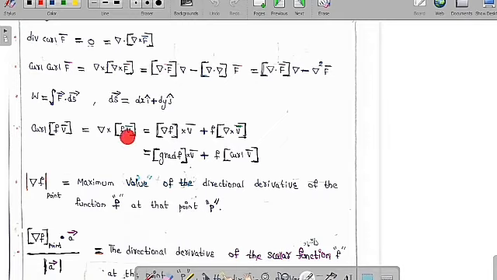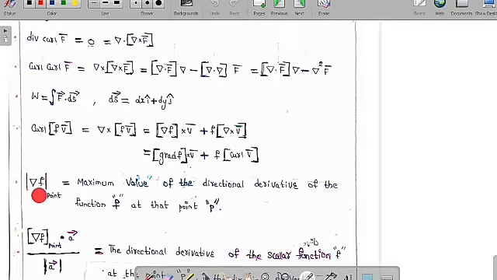So the curl of f times v bar is equal to, take this f outside, so f into curl of v bar. First we have operated on this one, now we have to go for this one, which is del f cross v bar. Therefore, f into del cross v bar plus gradient of f cross v bar. So this is f into curl of v bar plus gradient of f cross v bar. Like this we have to do it.